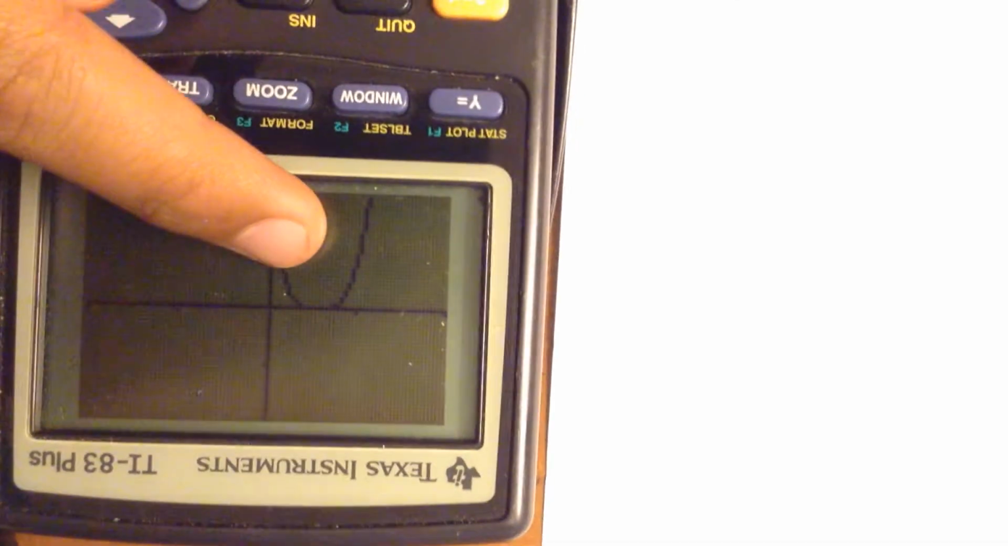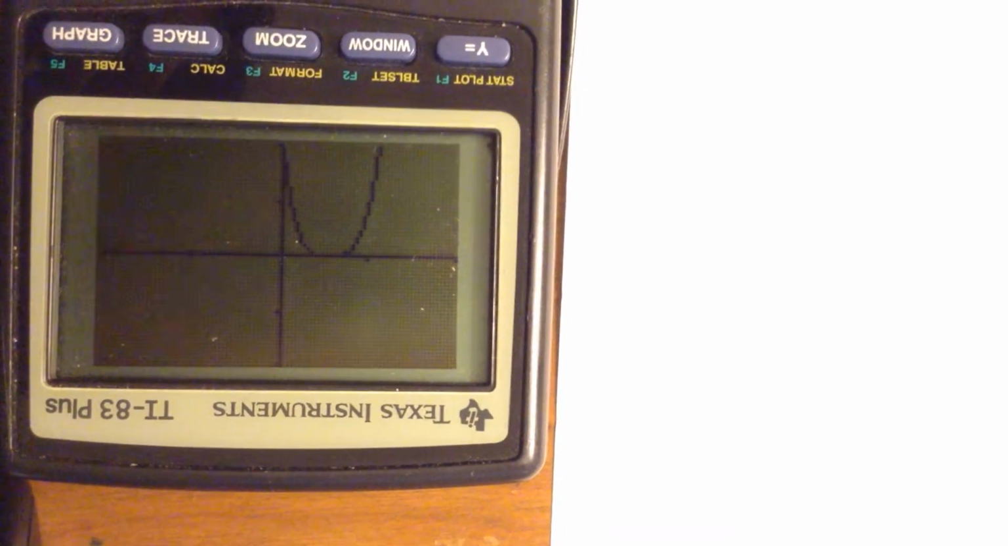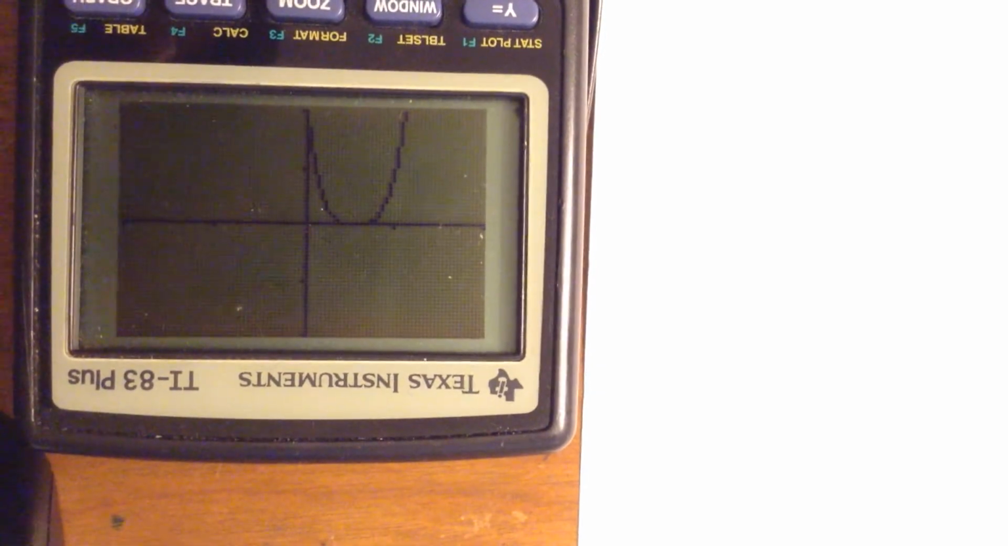And as you can tell, you have a bounce at one point, which means one of your zeros is going to have a multiplicity of 2. So you can always look for that.